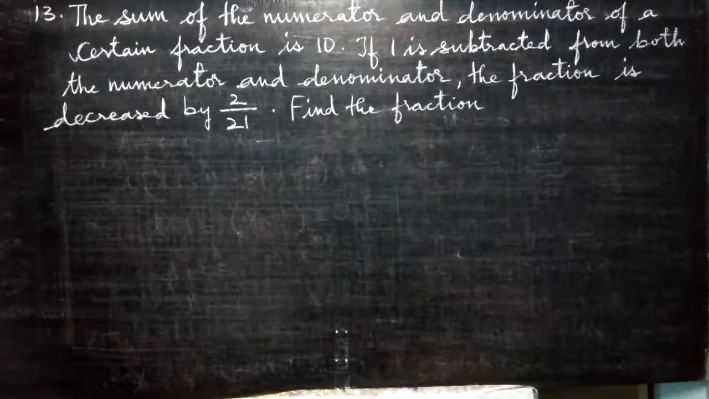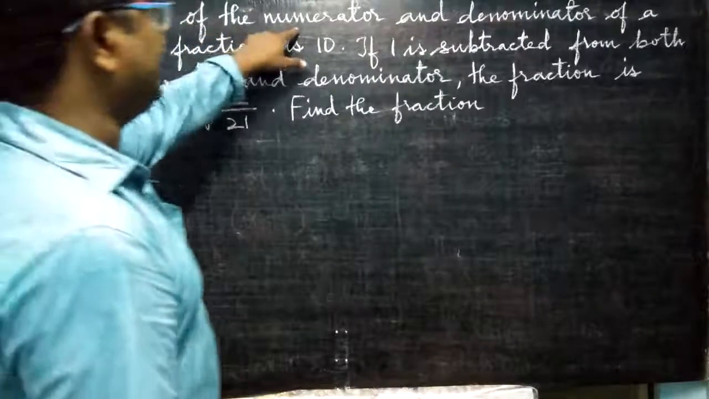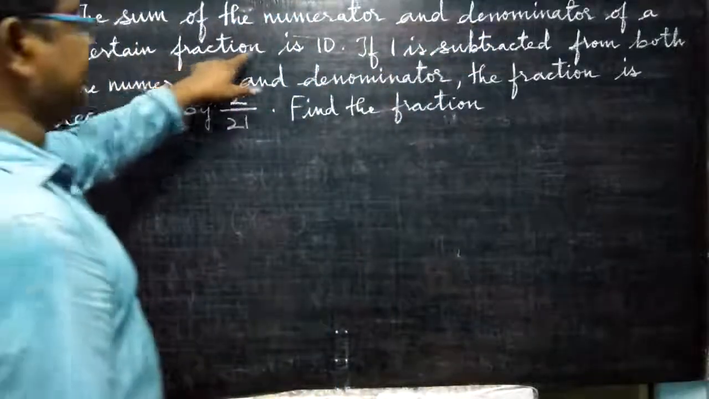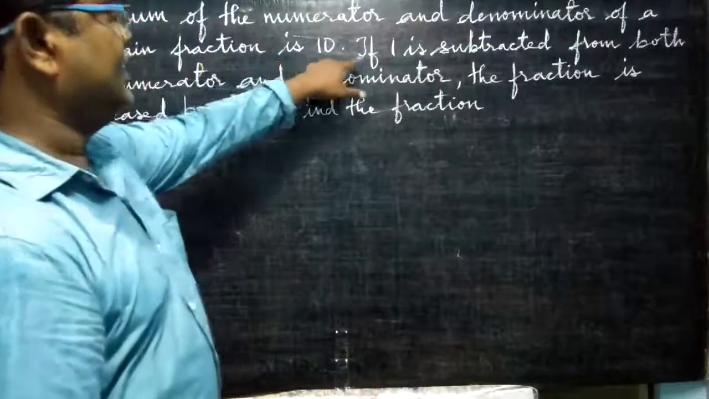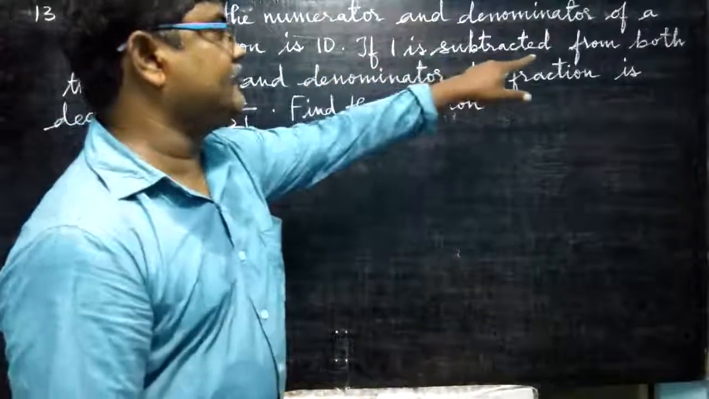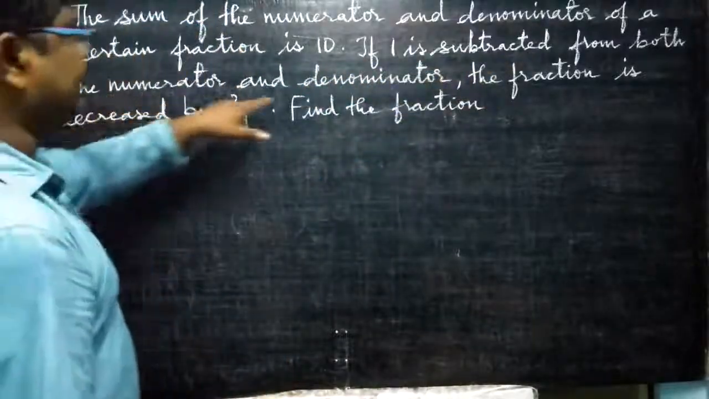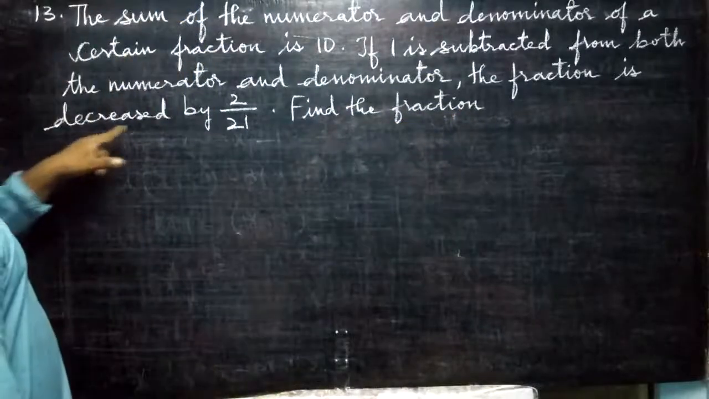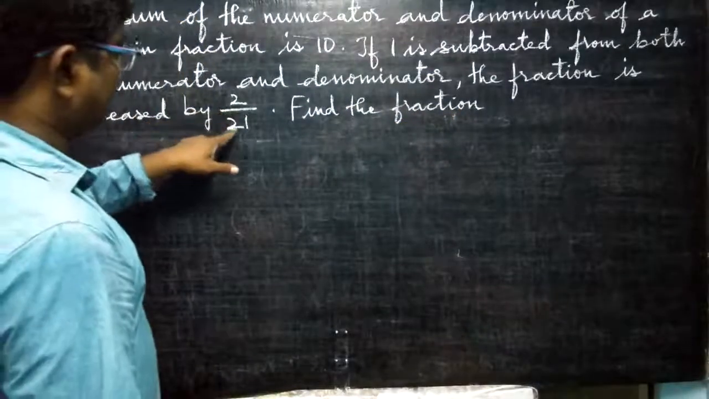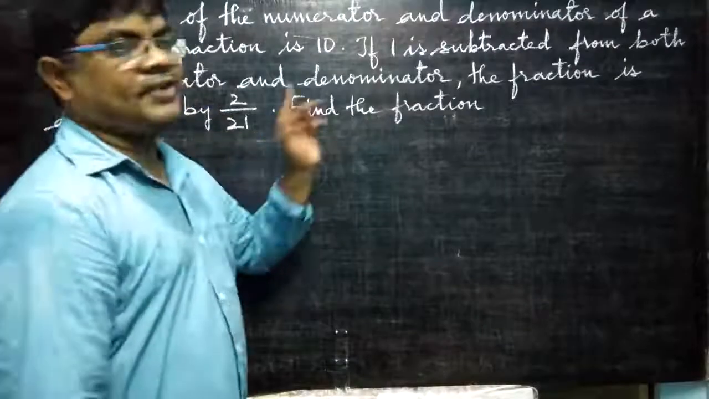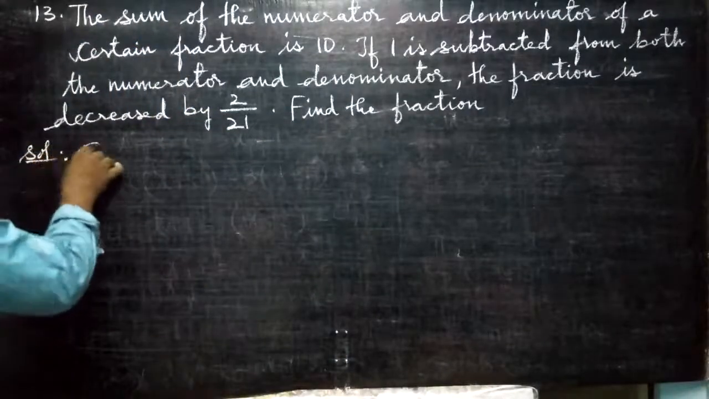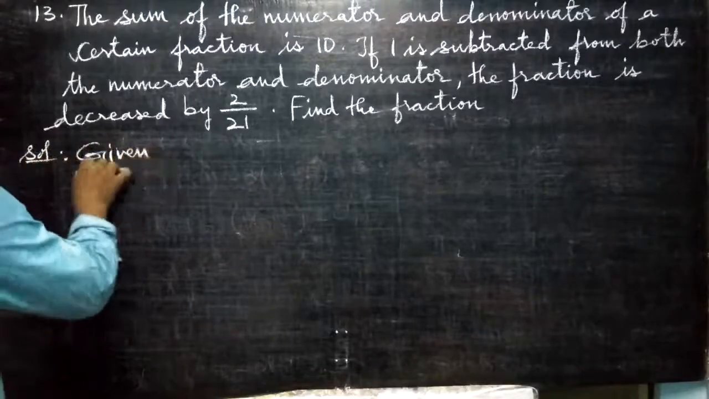13th problem. The sum of the numerator and the denominator of a certain fraction is 10. If 1 is subtracted from both the numerator and the denominator, the fraction is decreased by 2 by 21. Find the fraction. We don't know the fraction. We have to find the fraction.